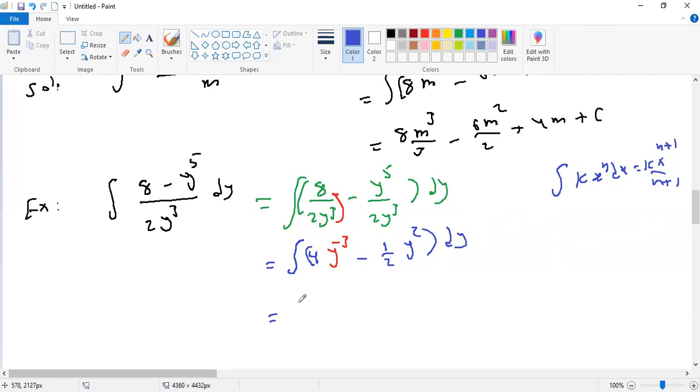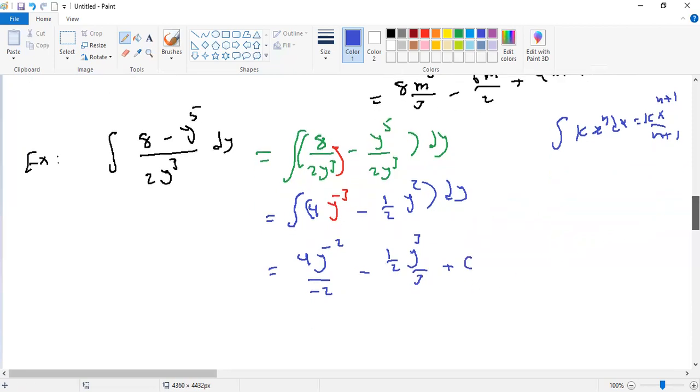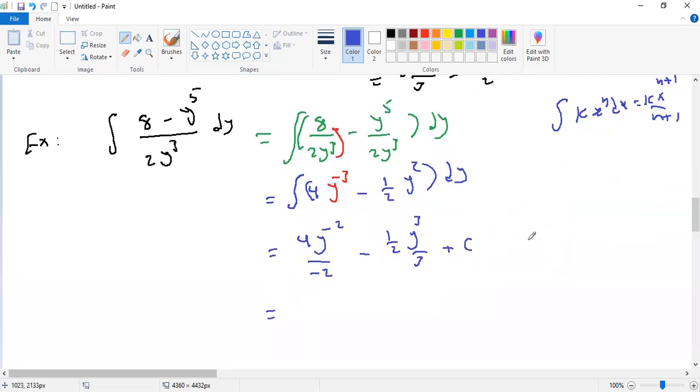Now the answer is 4, negative 3 plus 1 is negative 2, over negative 2, minus, we add 1 here, half y cubed over 3 plus c. And this can also be simplified: 4 over negative 2 will be minus 2, and you can write it this way as negative 2 over y squared. With this one, 2 by 3 is 6, so minus 1 over 6 y cubed plus c. So this is the answer of this integral.